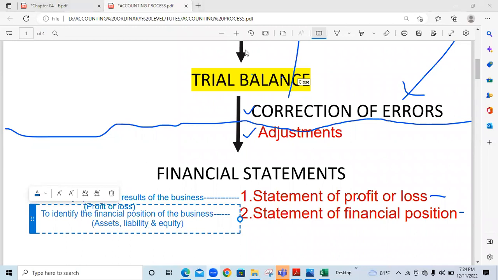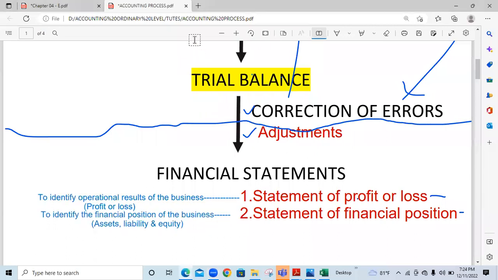If they ask you the purpose, this is not the definition. This is the purpose. If they ask what is the purpose of preparing the statement of profit or loss, identify the operational results of the business. What is the purpose of preparing the statement of financial position? To identify the financial position of the business in terms of asset, liability, and equity.